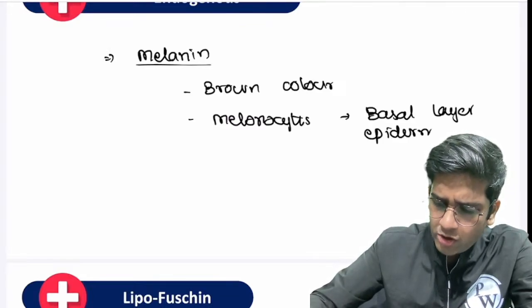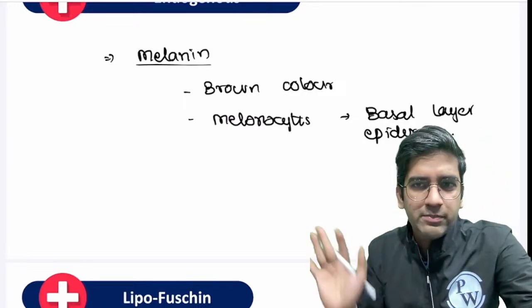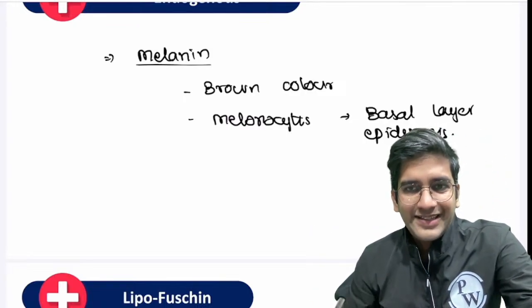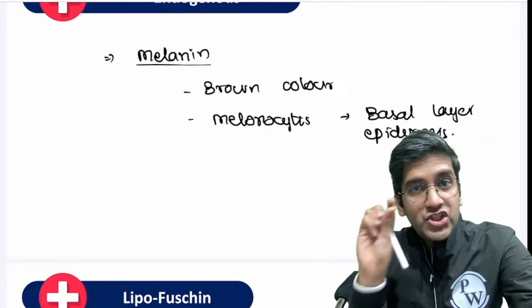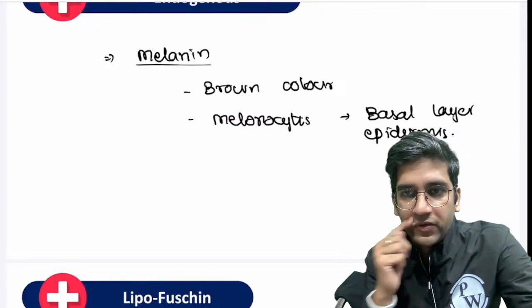Okay, it's a very normal pigment, melanin. Fine, it's completely normal to have that. So melanin here will generally be seen inside the melanocytes, kind of macrophage kind of thing. Fine.